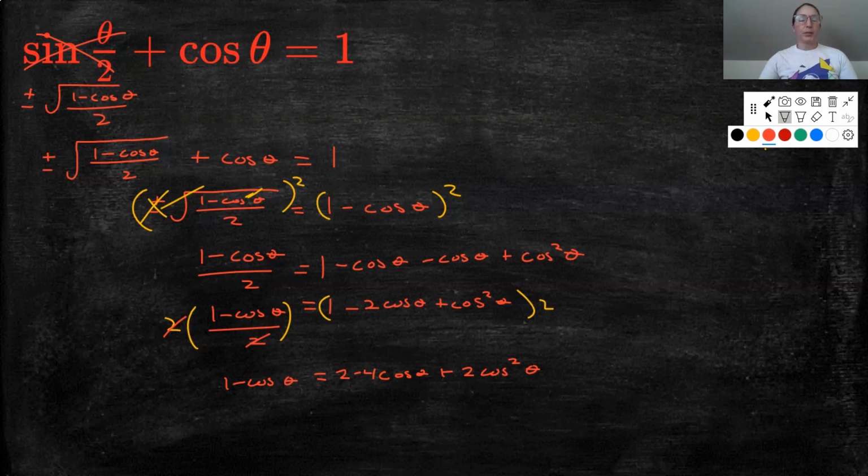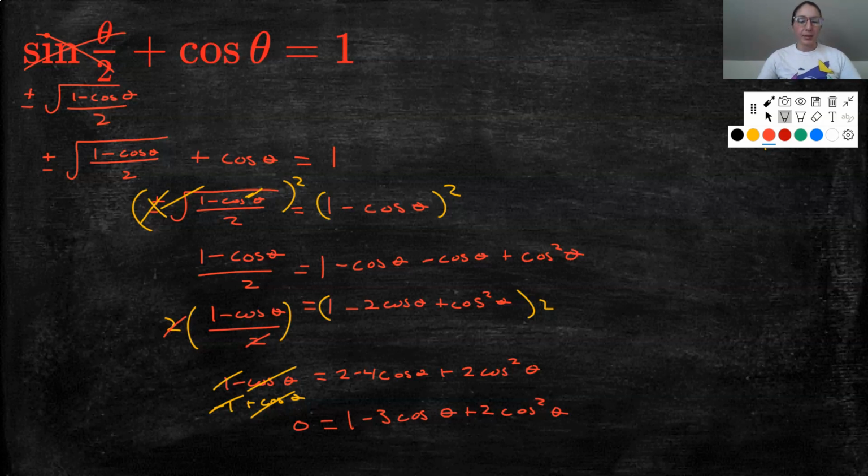Now we have a quadratic, and so what game do we play when we have a quadratic? We get everything on one side and we get a 0 on the other side. So I need to get rid of the 1 and I need to get rid of the cosine theta. 1 and negative 1, positive, negative. So that will cancel out and I'll get a 0 on my left. On my right, I subtracted 1 from both sides, so 2 minus 1 is 1. I also added a cosine theta. So I have negative 4 cosine theta. If I add a cosine theta, I would have negative 3 cosine theta plus 2 cosine squared theta.